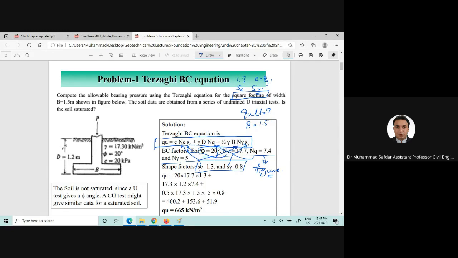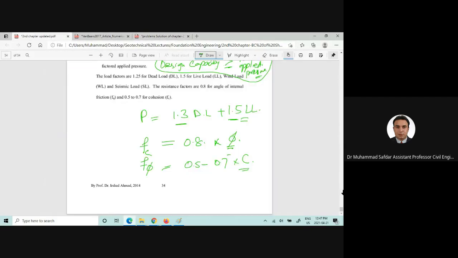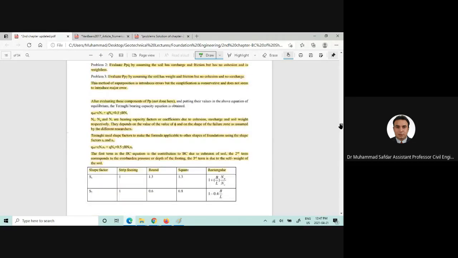And if you put those SC, S gamma, and C, and Q, and gamma, D is the depth of the foundation, it's the 1.2 meter. This is the unit weight, friction angle, cohesion. So you will come up with the ultimate bearing capacity of this footing or this soil would be 665 kilonewton per square meter. How to find out the bearing capacity factors? Let me show you.